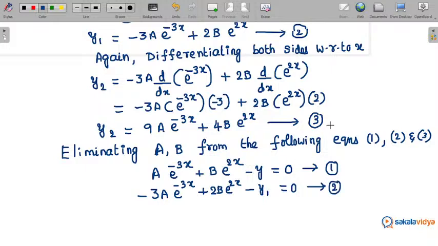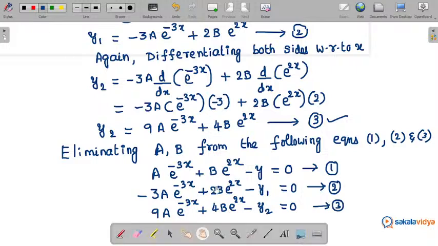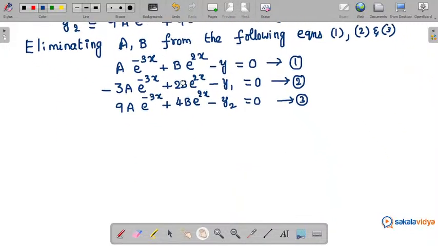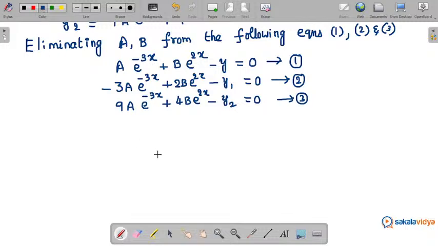So in the similar manner, from equation 3 we can write 9a e power minus 3x plus 4b e power 2x negative y2 equals 0, equation 3. So now we need to write here the determinant form. How to write the determinant form?